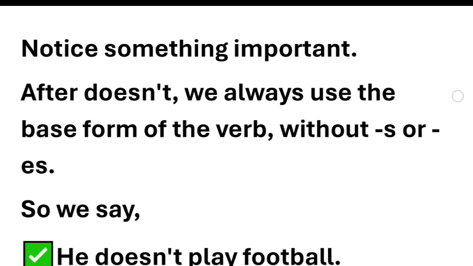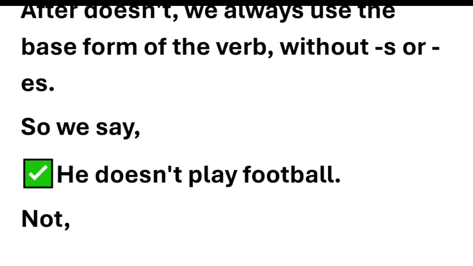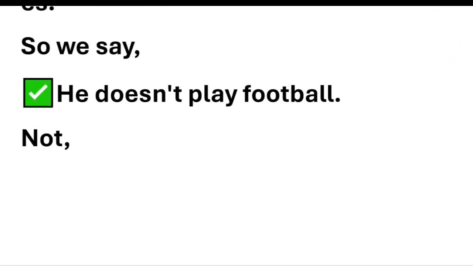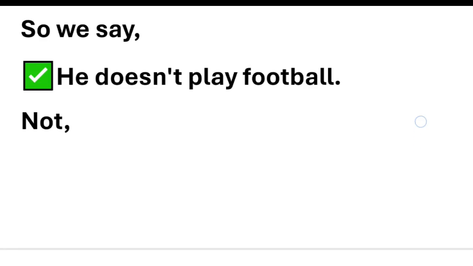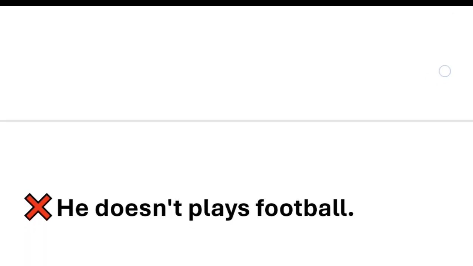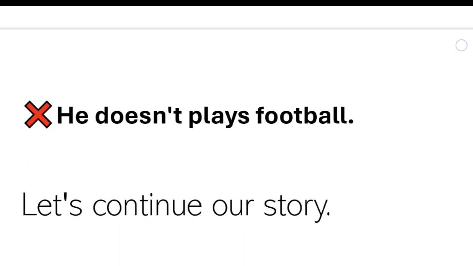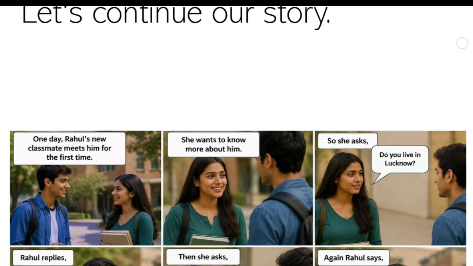Notice over here something important. After doesn't, we always use the base form of the verb without s or es. After doesn't, the base form comes. So we say he doesn't play football. After doesn't, the base form of the verb play has been used over here. We don't say he doesn't plays football. We don't say this way. After doesn't always comes the base form of the verb. So he doesn't play football.